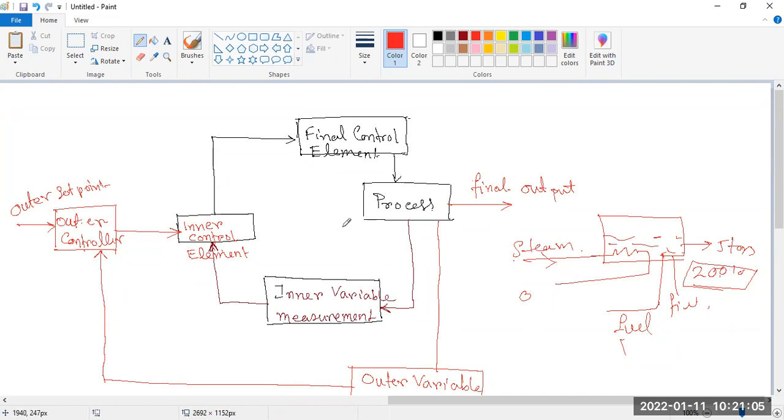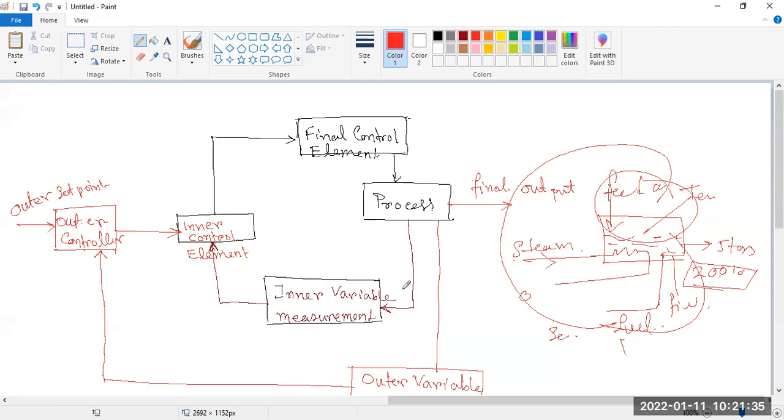So here you can see the feed water and the temperature is the first primary loop. And then if we go for the fuel and air ratio, this is one loop, and this loop is called the outer loop. Actually this is called the secondary loop in this secondary control. In this way these cascade control systems are working. You can realize these things.